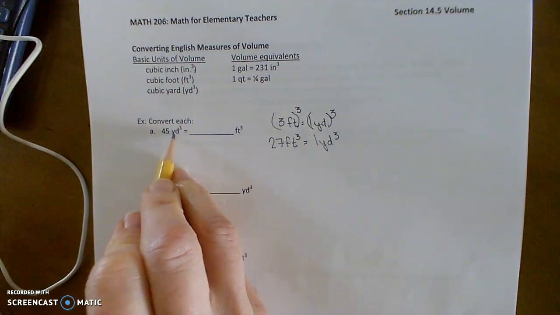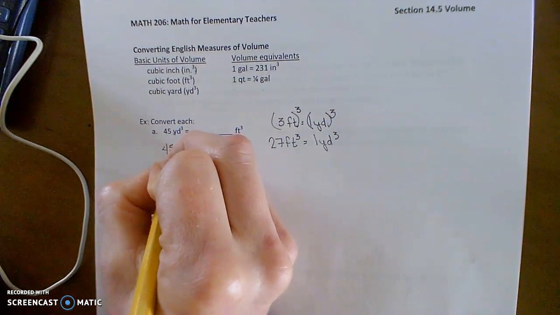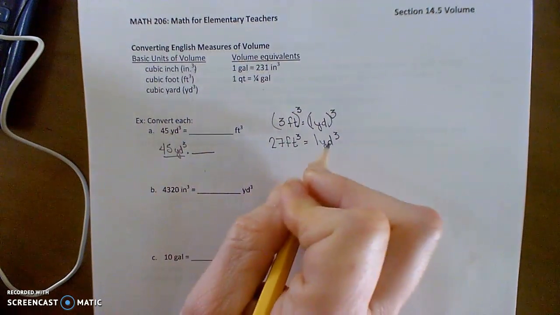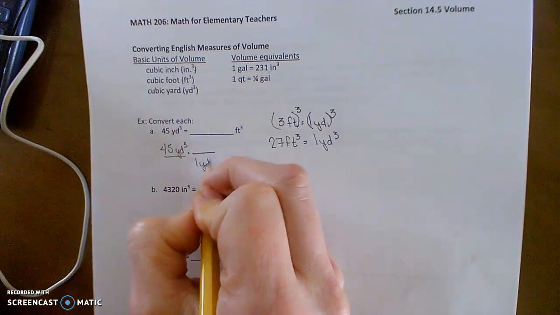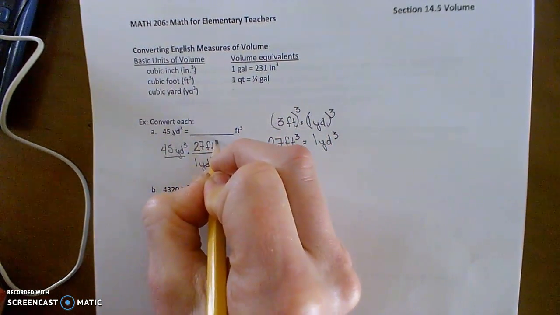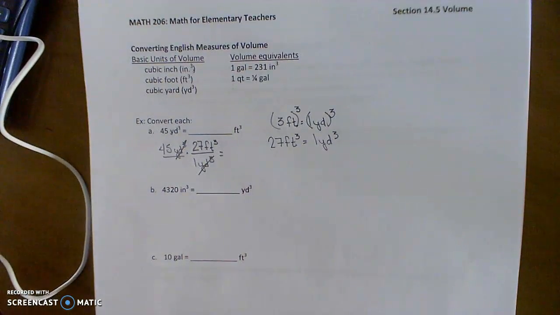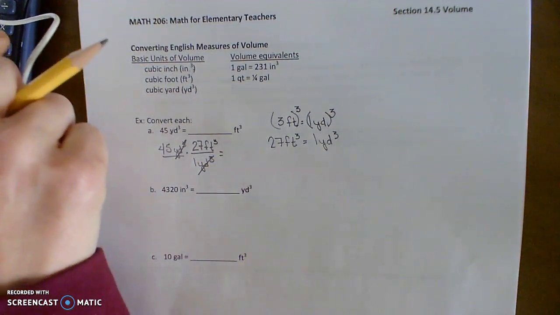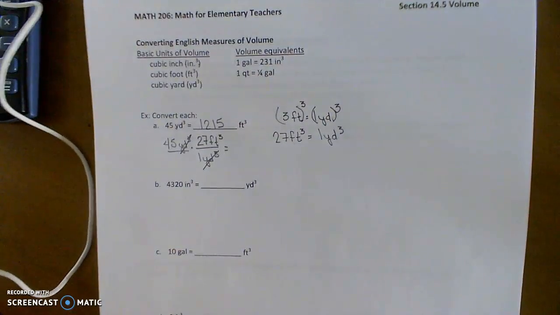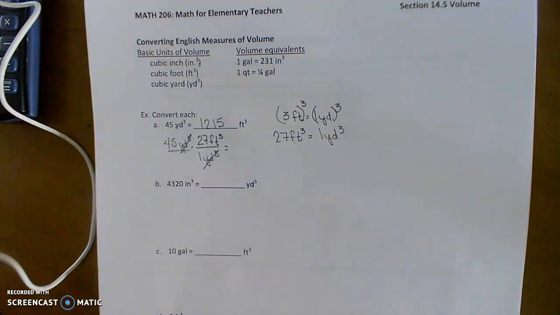All right, so then to go from cubic yards to cubic feet, what I'll do is divide by however many cubic yards there are, so 1 cubic yard, and multiply by cubic feet. So that's 27 cubic feet, which allows me to cancel out yards and leave me with feet. So I have to do 45 times 27, which is 1,215 cubic feet.